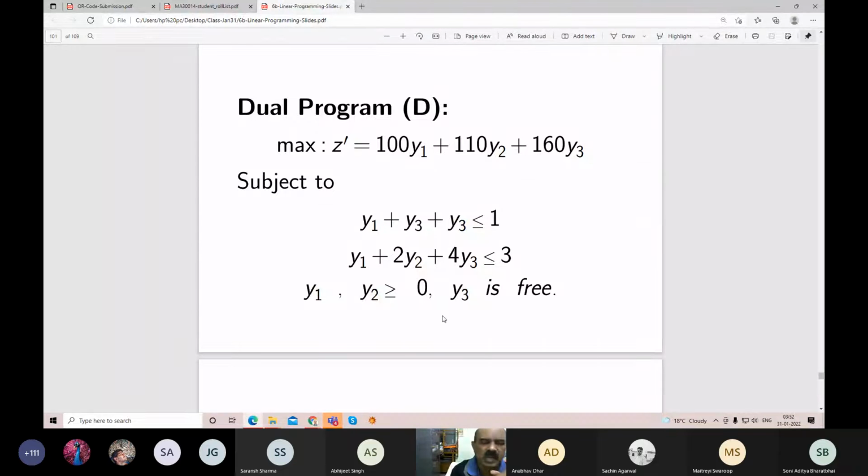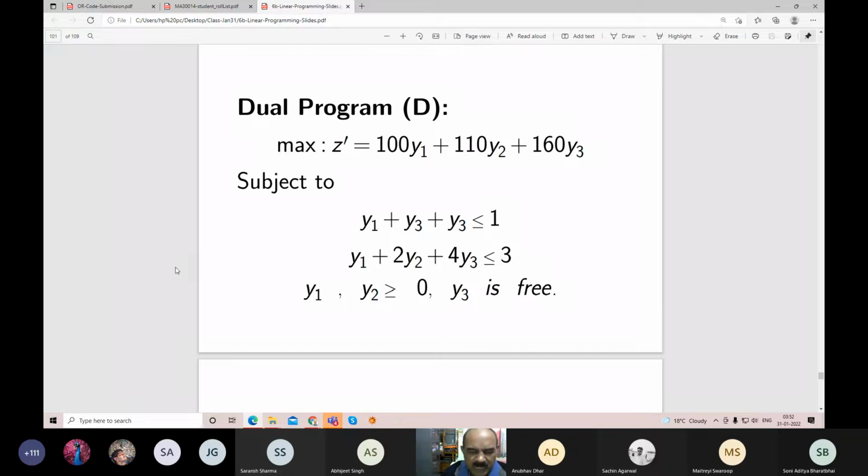Now I will tell you, in this problem, can you solve this linear programming problem, the dual one? If you can solve it, which method will you apply? Simplex method. But the simplex method says all variables have to be non-negative, and here one variable is free. What will we do?